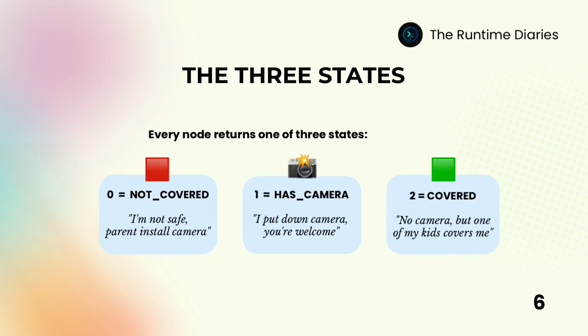Every node in the tree returns one of three states. State 0 equals not_covered. This means I'm not safe. Parent, please install a camera. State 1 equals has_camera. This means I put down a camera. You're welcome. State 2 equals covered. This means I have no camera, but one of my children covers me. These three states are the entire foundation of the algorithm.